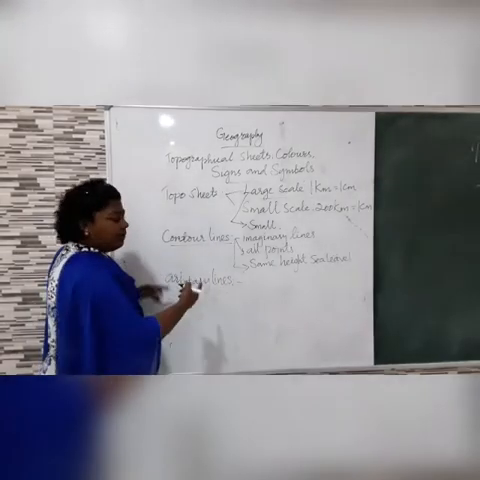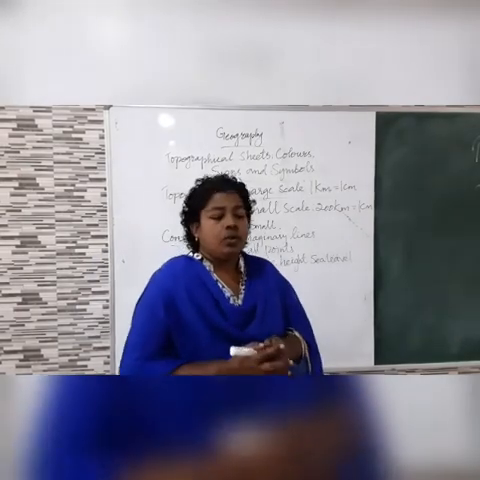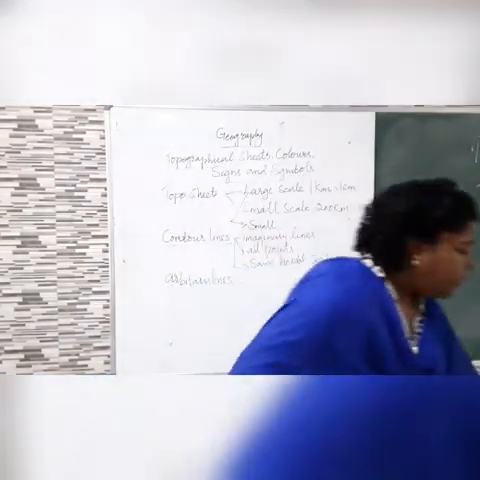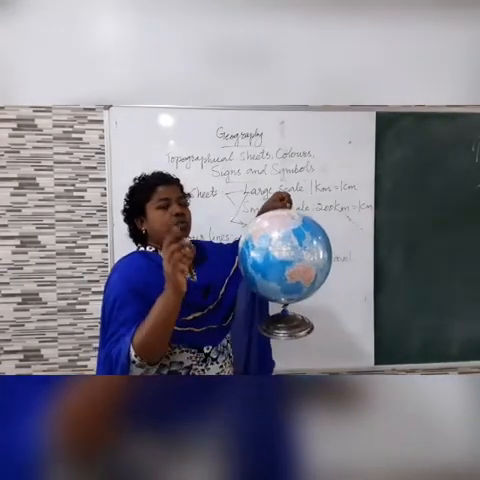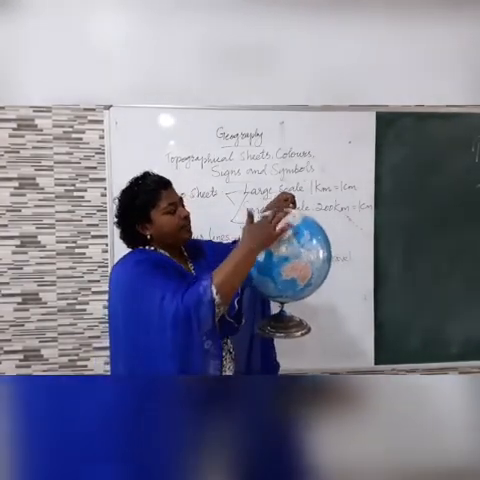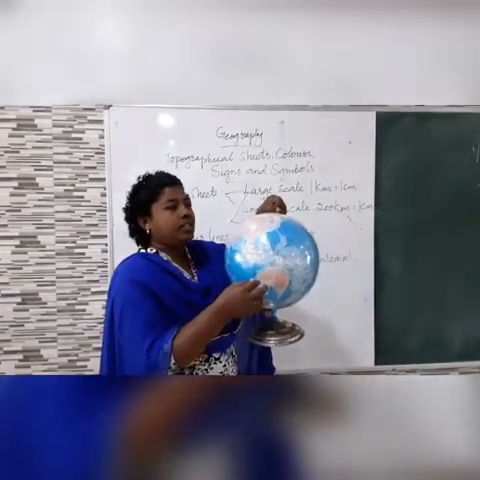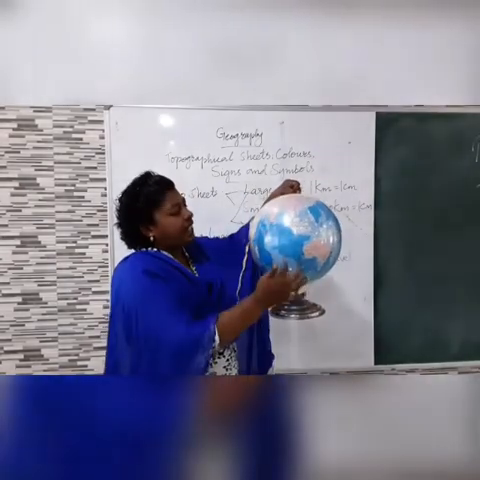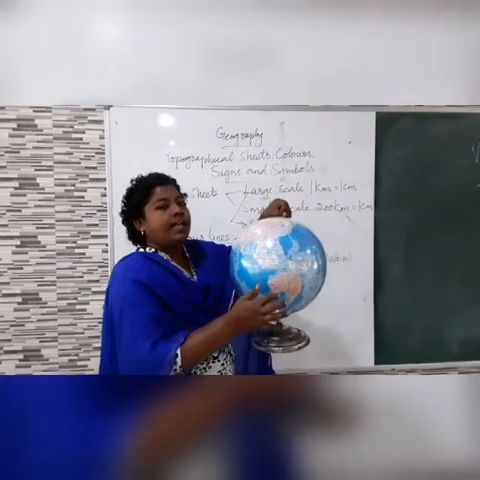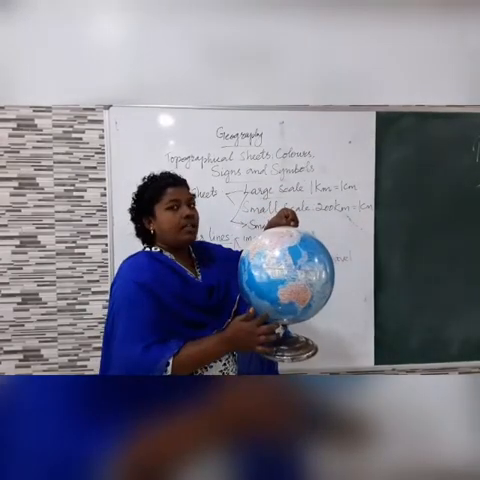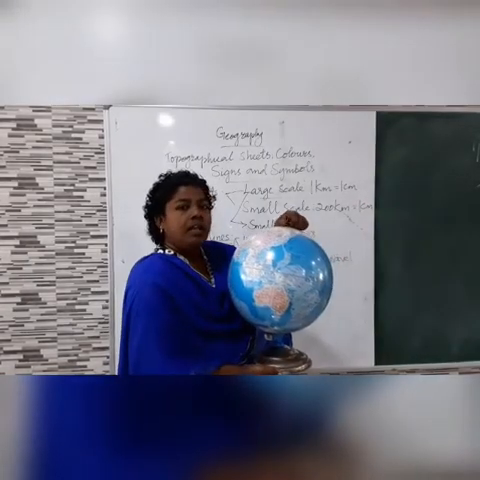Contour lines, you know now. Now what is an arbitrary line? For example, to draw a map, we are using two types of imaginary lines. One is the vertical line, the other one is the horizontal line. Even in the globe, there are vertical lines and horizontal lines. Vertical lines are known as longitudes and the horizontal lines are known as latitudes.